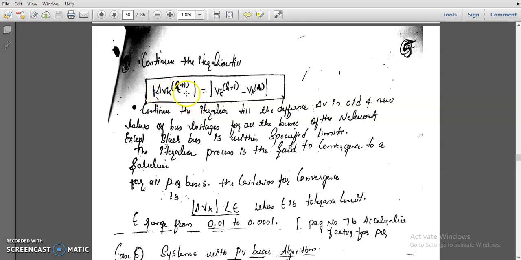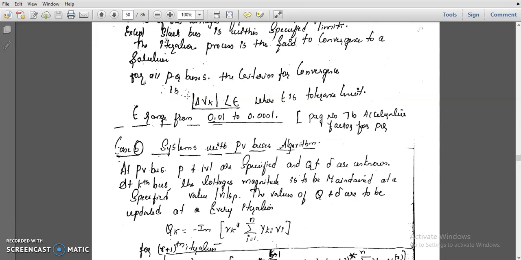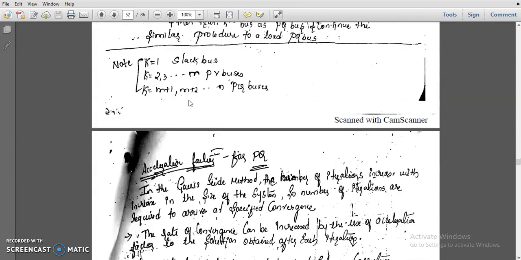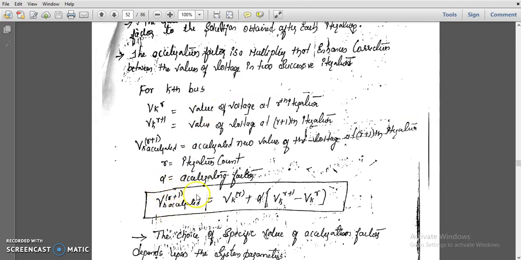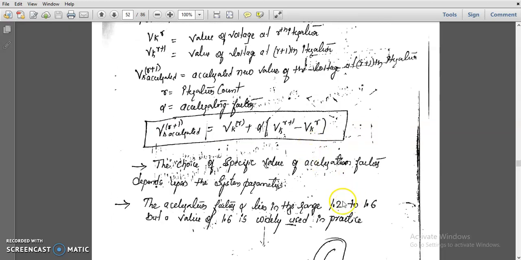So then Vk raised to 1 it is, isn't it? Once you calculate this value, what do you have to do? If they specify an acceleration value in the problem, then Vk raised to r plus alpha times Vk raised to r plus 1 minus Vk raised to r. So this step you have to follow for PQ bus. Vk raised to r is the value of voltage at the rth iteration, and Vk raised to r plus 1 is the value of voltage at the r plus 1th iteration. The acceleration factor always varies between 1.2 and 1.6. This is the Gauss-Seidel derivation of PQ bus along with the algorithm. Okay, thank you.